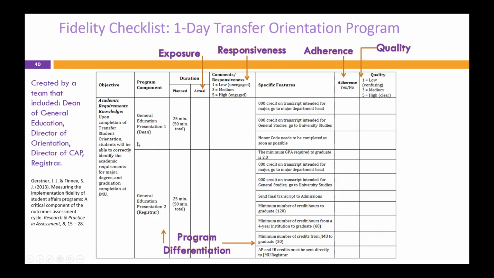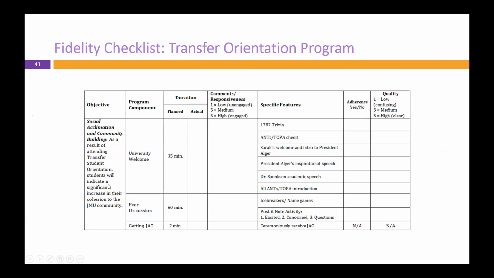There's a presentation about general education from the dean. There's a presentation by the registrar. These are the main topics they each cover. And again, it can be rated for: was it actually covered? Was it covered for the amount of time that was specified by the program developers? Were students responsive? And what was the quality? And you can see there's non-cognitive things that you can assess as well.